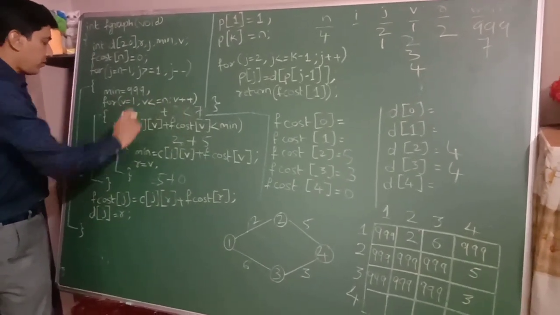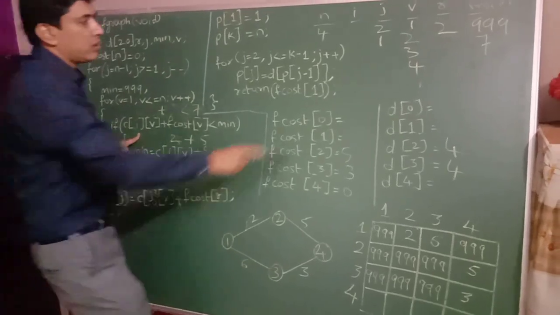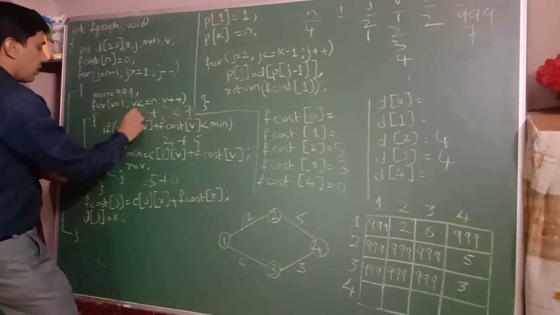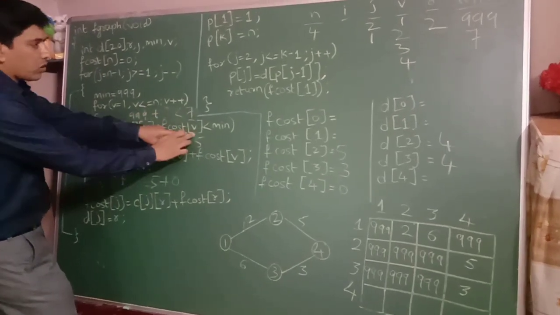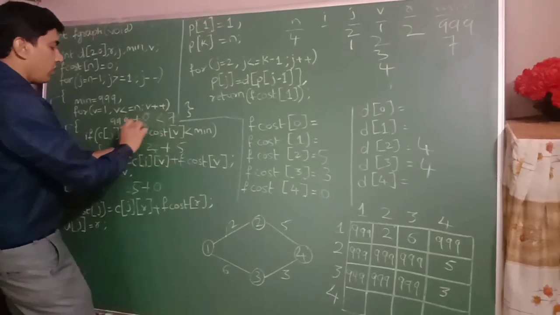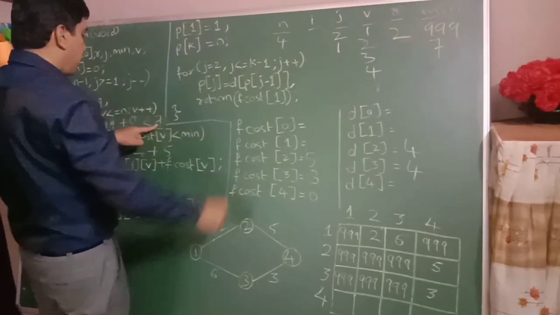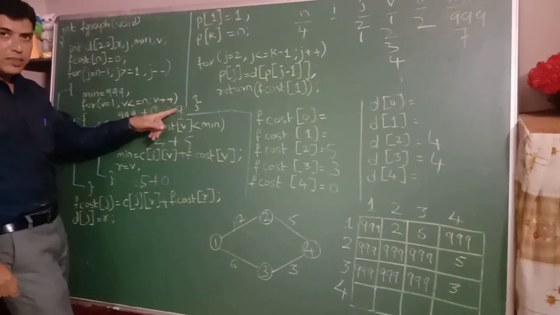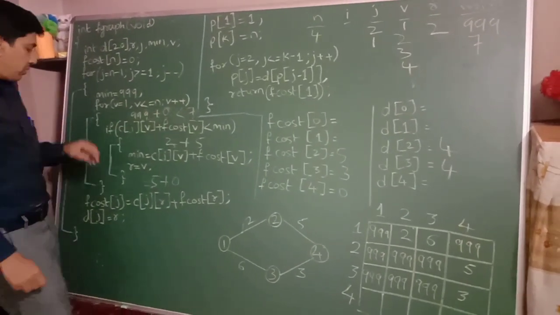Now jv, it is 1 4, right? 1 4 is what? 999. 999 plus f cost of v. V is 4. 4 is what? 0. 0 less than, what is the value of min? Min value is 7, right? Is 999 less than 7? No, the condition becomes false, right?